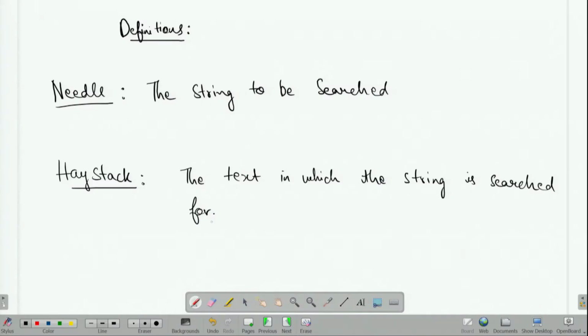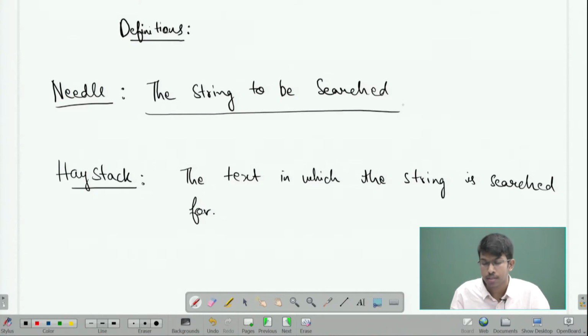Before we talk about any string searching algorithm, we need to discuss the definitions of needle and haystack. What is a needle? The needle is the string which is to be searched in the text, and the haystack is the text itself in which the string is to be searched. For example, let's say you have to search for the word Sectumsempra in a Harry Potter book. Then the word Sectumsempra would be the needle, and the Harry Potter book text itself would be our haystack.